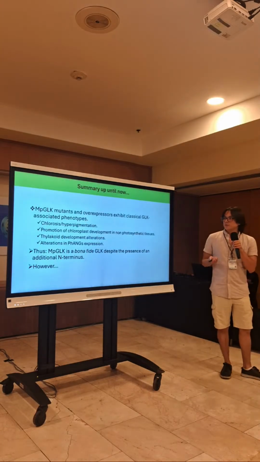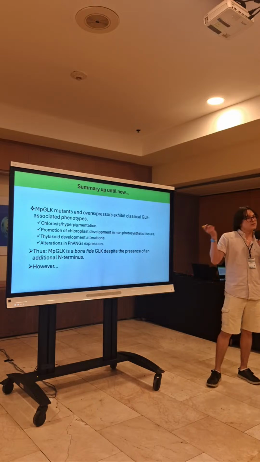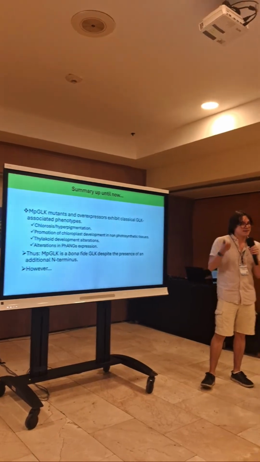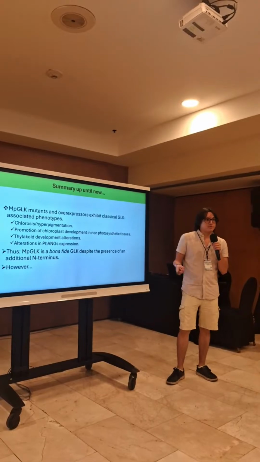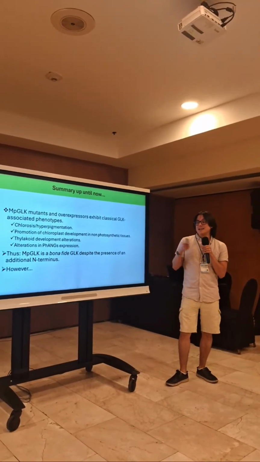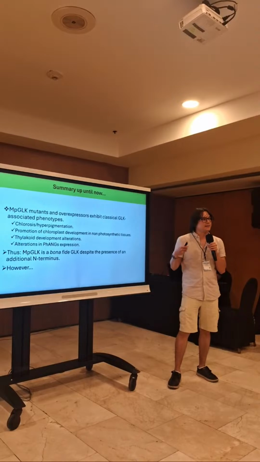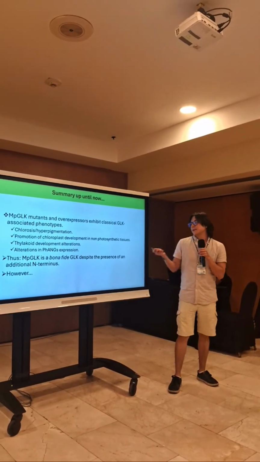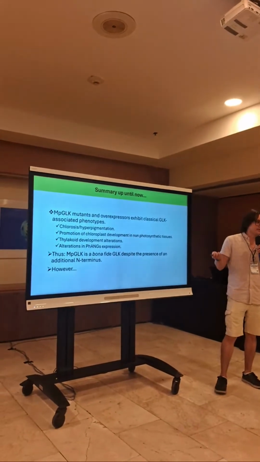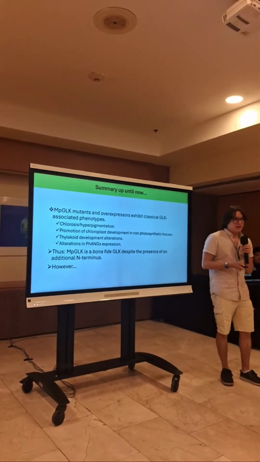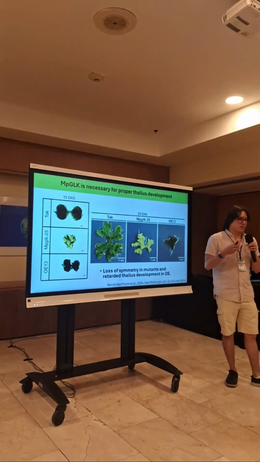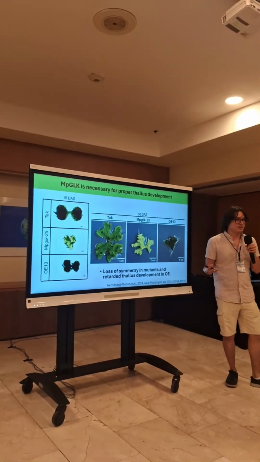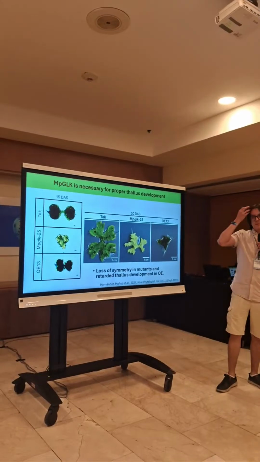Up to this moment, what we can say is that MpGLK mutants and overexpressors exhibit classical GLK-associated phenotypes. Hence, we can conclude that this transcription factor in Marchantia indeed has a bona fide GLK function, despite the presence of an additional N-terminus. However, we also see other phenotypes that have not been associated with a GLK function in other model systems.